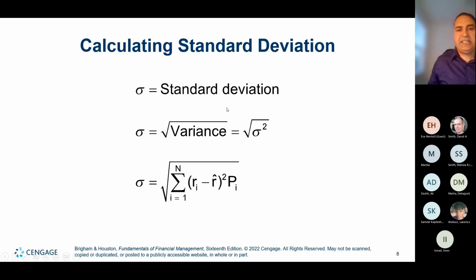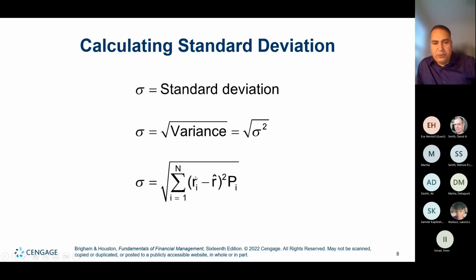Okay, so risk is calculated in this way. We call the risk standard deviation. That is the term Samir mentioned, standard deviation. It is denoted by sigma, okay? And the formula is the square root of the variance. But what is variance? Variance is basically sigma square. But we need to find that sigma square first.